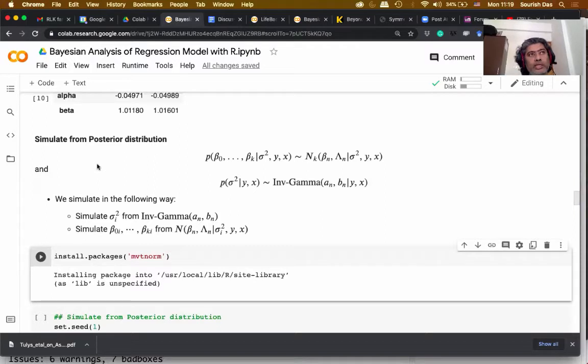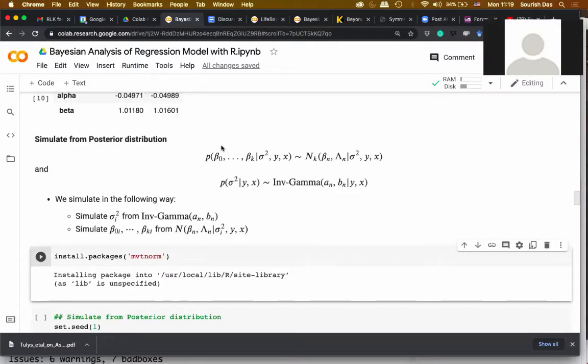Now, what is the posterior mean? The posterior mean is an integration. So basically it's an average. So what we can do is simulate some values from the posterior distribution and take the average of that, then we can say that okay, we have an estimate without the closed form.